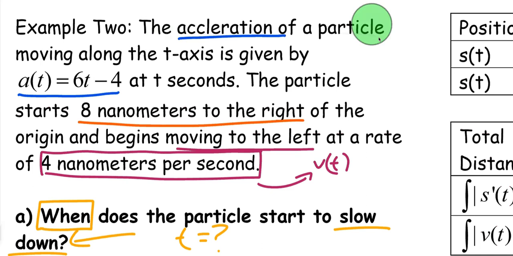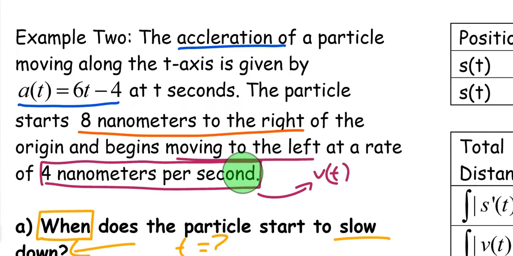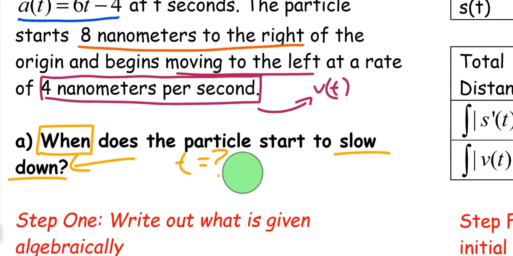The acceleration of a particle moving along the t-axis is given by a(t) = 6t − 4 at t seconds. The particle starts 8 nanometers to the right of the origin and begins moving to the left at a rate of 4 nanometers per second. It's the same problem we've been looking at, but we're going to look at part D this time. Let's take a look at that.